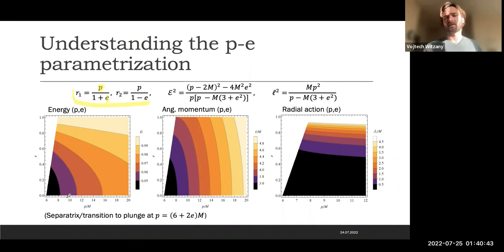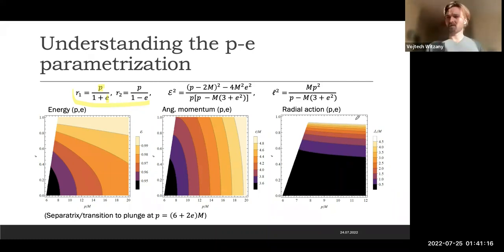you see that the energy has a certain reasonable behavior with P. So the smaller the P, the smaller generally the energy, because you are more and more bound to the black hole. But when you go with eccentricity to 1, you become unbound, so you reach energy 1 always. And also the radial action, which is one of the action angle coordinates, actually diverges when you have eccentricity 1, because your orbit is infinitely large in the radial extent.